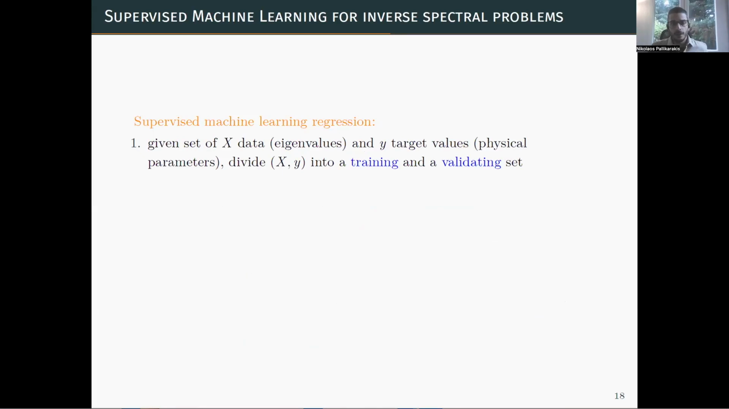So let me now describe the main idea of supervised machine learning regression. The first thing to do is, given a set of X data, which for us are going to be the eigenvalues, and Y data, which are the target values, i.e. the physical parameters, we first divide our full set of X and Y into training and validation subsets. Then we use only the training subset to train the machine learning algorithms. This is usually an iterative procedure.